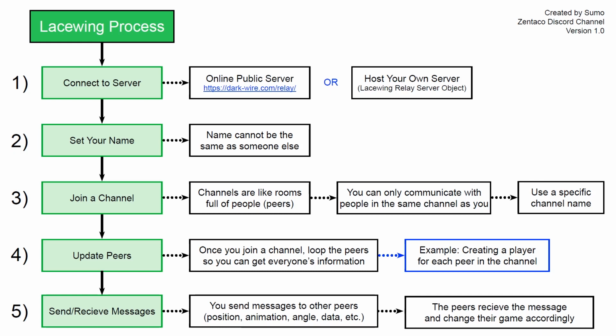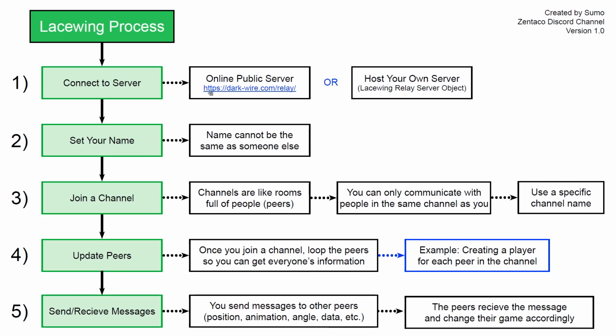So I decided to create a quick diagram in InDesign showcasing the 5 main steps you go through while using the extension. You connect to the server, set your name, join a channel, update the peers, and then start sending and receiving your messages. So for step 1, connecting your server, there's 2 options you can go through. You can either use an online public server, or you can host your own server on your computer.